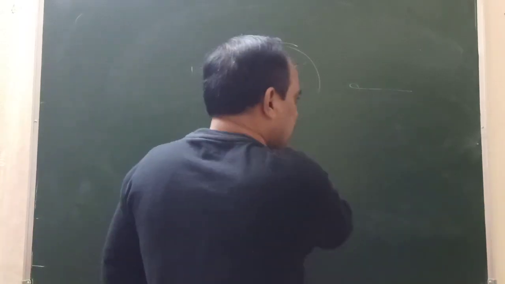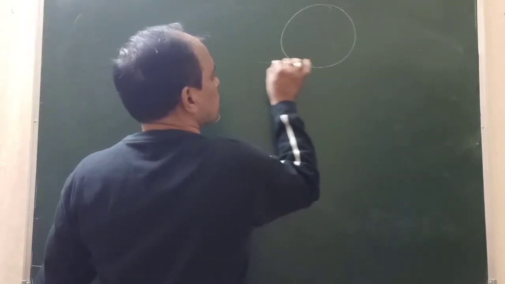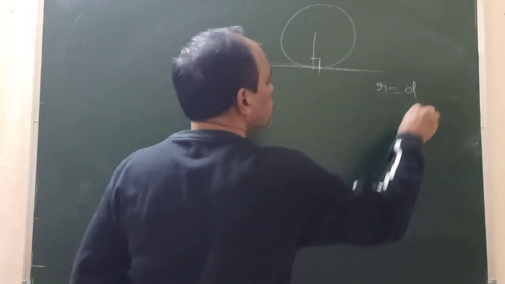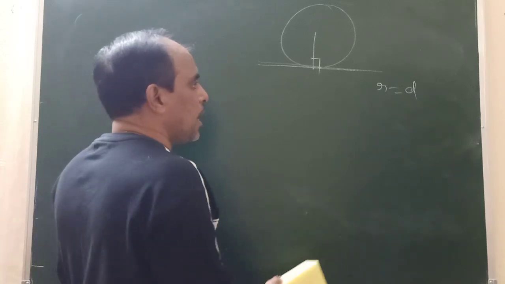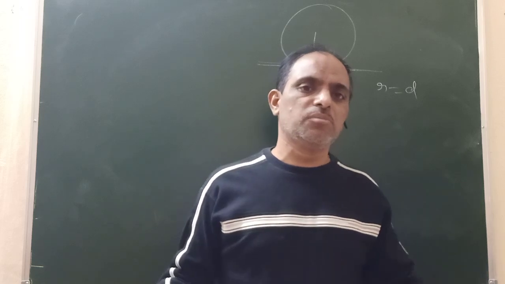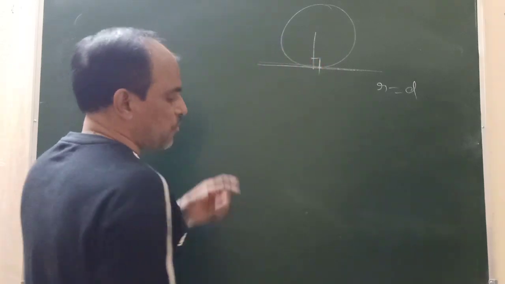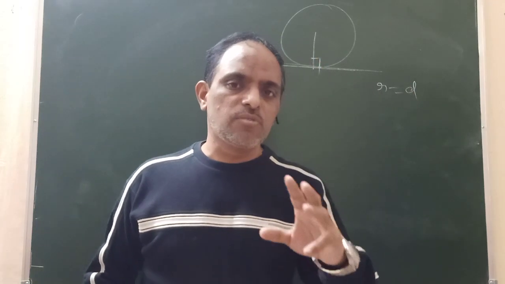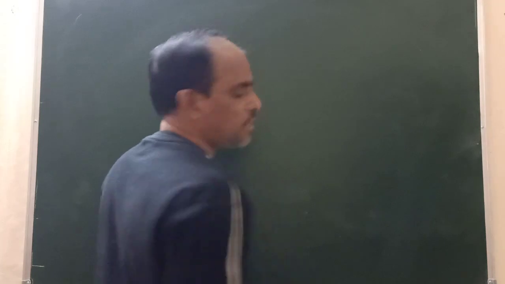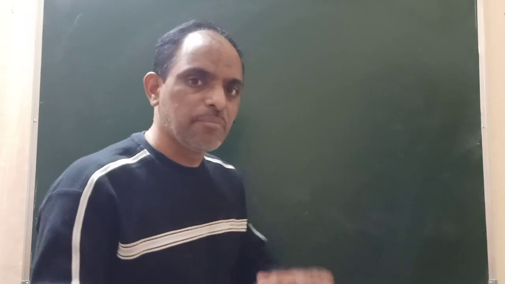Coming to the next point, I already told you if a circle touches the line, this is the condition for tangency: R is equal to D. How many tangents are possible from an external point? Now I am going to discuss the very important concept, that is tangent conditions and tangent concepts in circles. The first condition is if a line touches the circle, R is equal to D. Maximum 2 tangents can be drawn from an external point. I will prove it, and it is a very important point also.